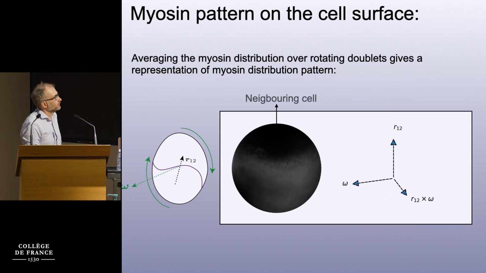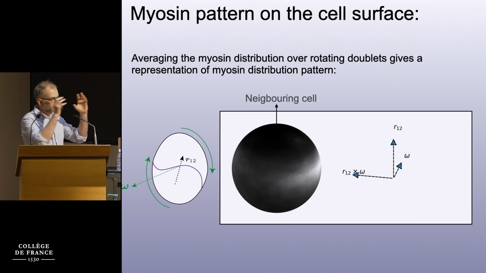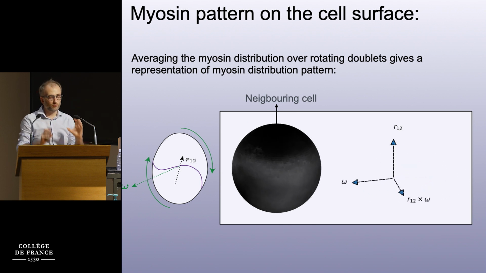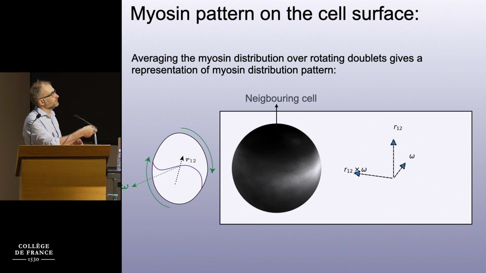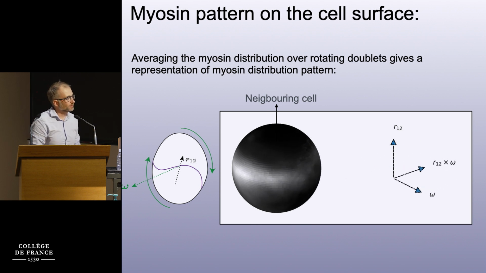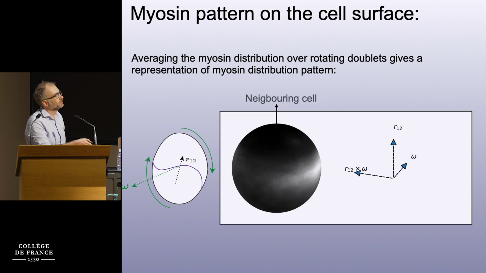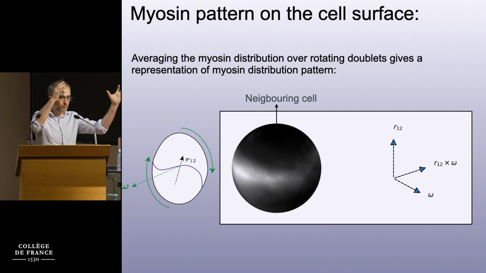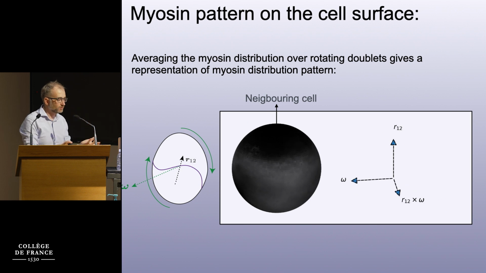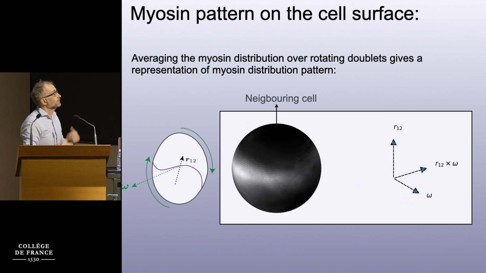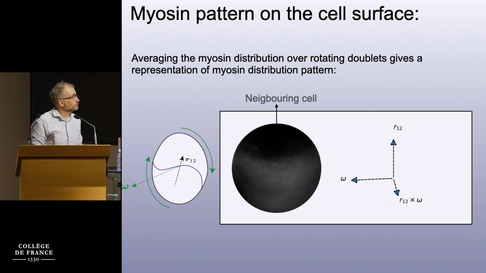One thing that we can do is we take these segmented cells, and computationally we arrange them in a consistent way, so that here the neighboring cell is always pointing at the top, and one other axis which is turning here is the axis of rotation. Then we can pool all the data, put it together, project it on a sphere, and that gives us a map of the myosin distribution.